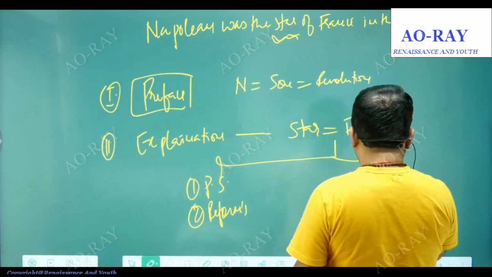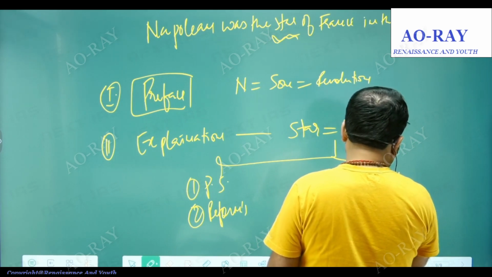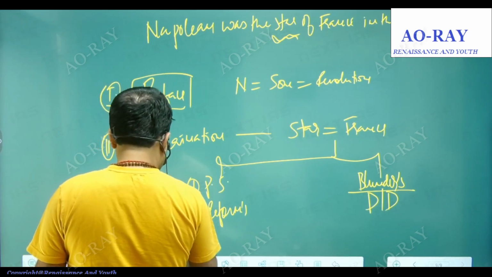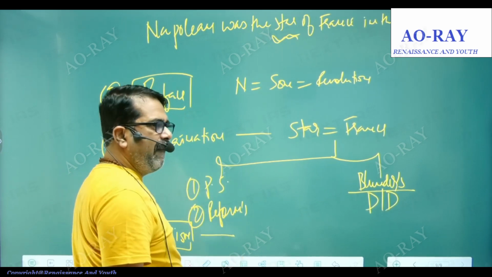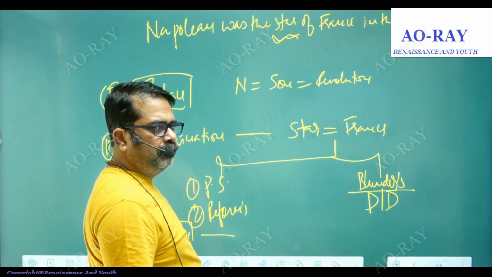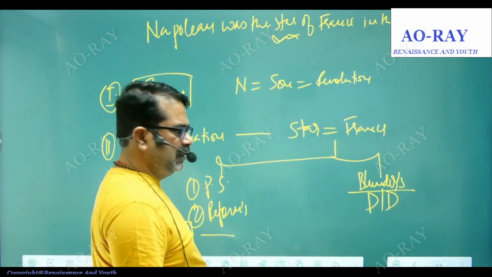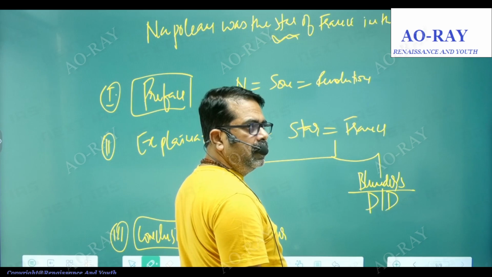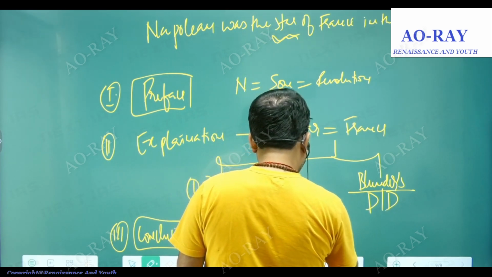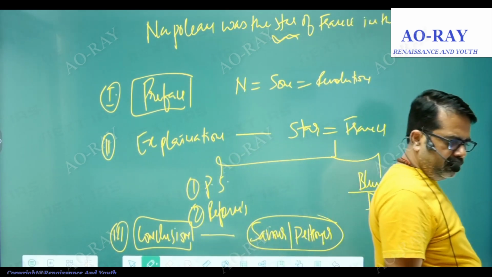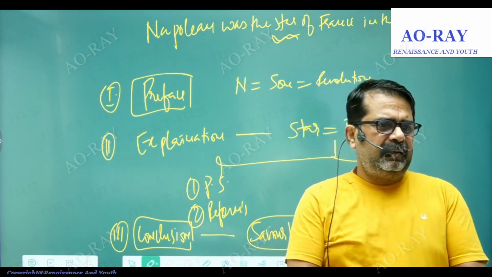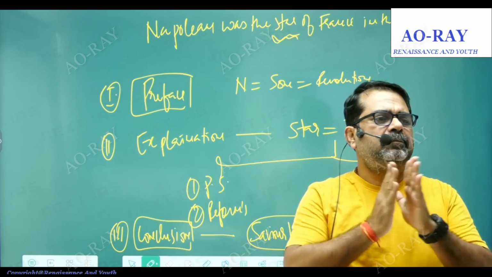But then he also committed blunders which led to his downfall and again darkness in France. So, third, conclusion: a savior and a destroyer. So he becomes a pulsar in 1799 and then a black hole in 1815 for France.